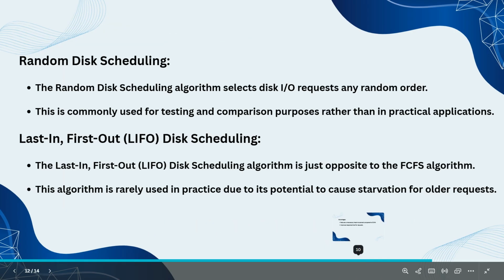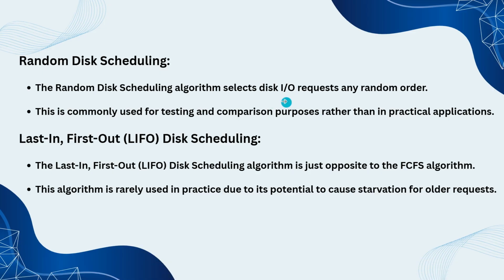So the next type of scheduling is random disk scheduling. So the random disk scheduling algorithm selects the disk I/O requests in any random order. So this algorithm will not consider the current head position, seek time or any other factors while selecting the next request to serve. So it is commonly used for testing and comparison purposes rather than in practical applications.